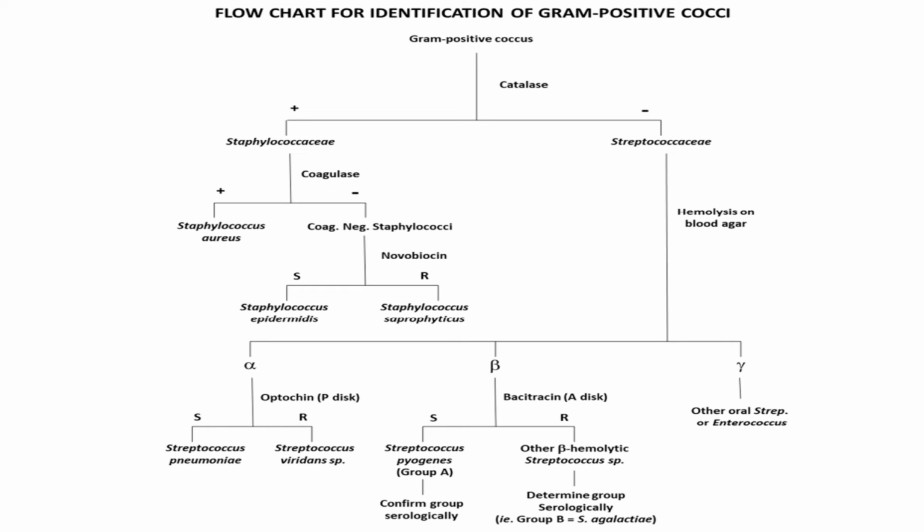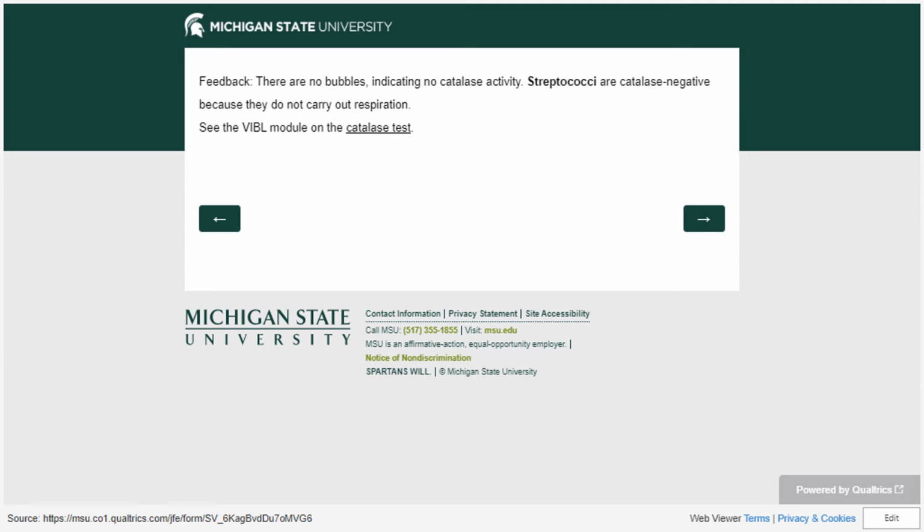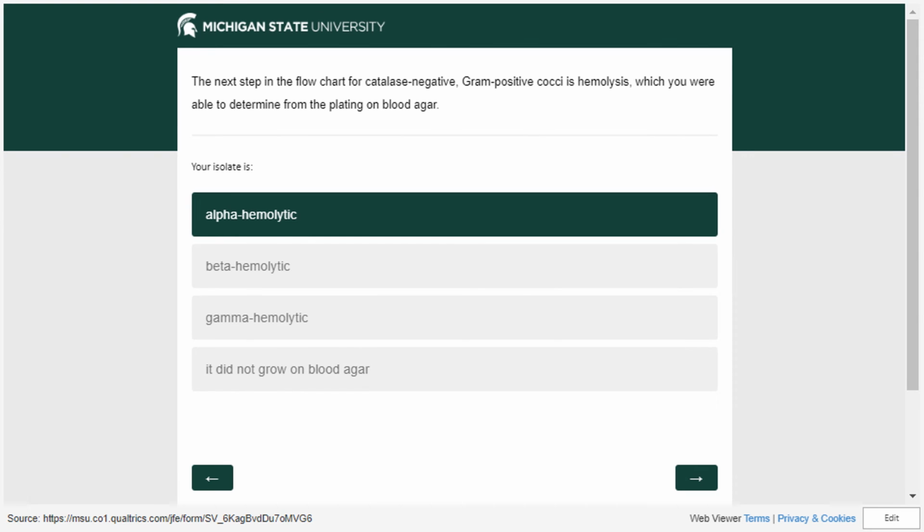Now they know they have a gram-positive coccus, and so they can use this flowchart that's in the lab manual. We have various flowcharts for the different types of bacteria: gram-positive, gram-negative, rods, or cocci. This is a gram-positive coccus, and the first test they need to do is the catalase test, which is explained in their resources. The catalase test shows that there are no bubbles, so there's no catalase activity. That means streptococci are catalase negative and staph are positive, so we give that feedback.